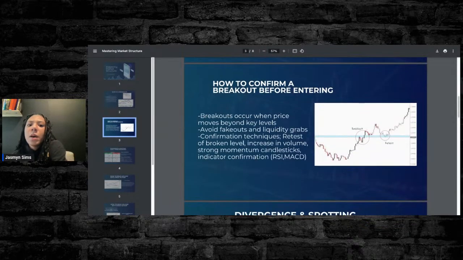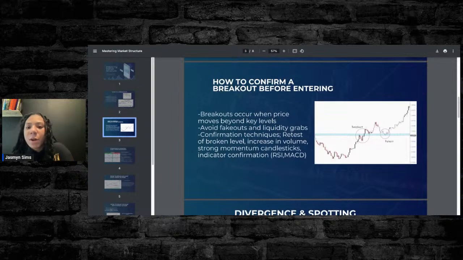Okay, so how do we confirm a breakout before entering? So basically, breakouts occur when price moves beyond key levels. Again, just that support or resistance. There are fake breakouts, so you want to try to avoid those as well as liquidity grabs. So a fake breakout or a fakeout would be kind of what I showed you earlier, where technically it still is a breakout. However, it just hadn't retested that area and continued in the direction. So this is a more set in stone example of a breakout.